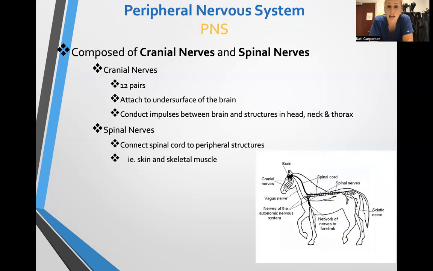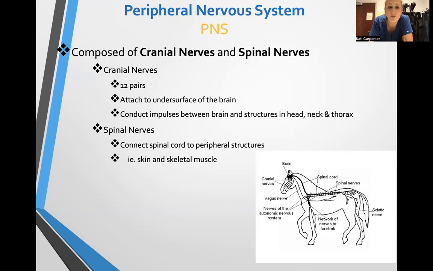Now, the other side, so if it's not the brain and the spinal cord, but it's a nerve, it's part of the peripheral nervous system, which is PNS. Peripheral means towards the outside. So the really important peripheral nerves are the cranial nerves and the spinal nerves. There are 12 pairs of big fat cranial nerves that come off the underside of the brain, and they conduct impulses between different structures in the head, neck, thorax.